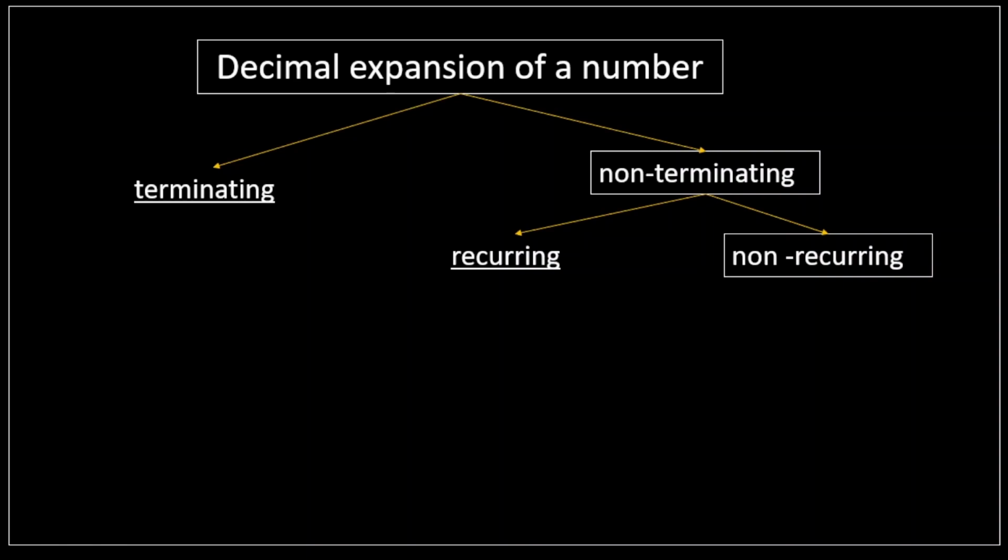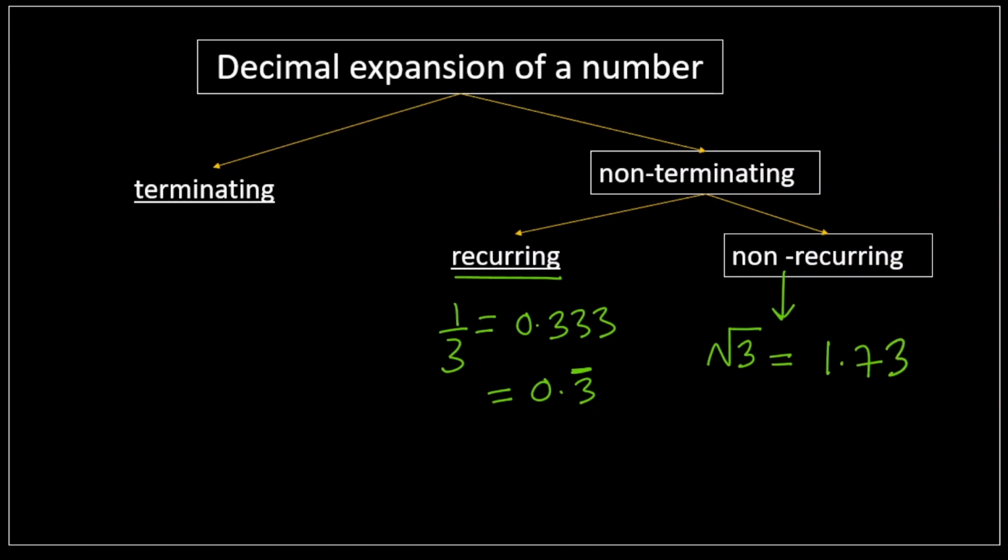In non-terminating there are also examples of recurring and non-recurring. 1 by 3 is an example of recurring, where 0.3 is recurring, and for the number which recurs we put a bar on top of that number. The example of a non-recurring, non-terminating number is the root of a prime, say root 3. If I expand it, it will go on like 1.73205 and so on. The digits will not repeat and it will not terminate either.